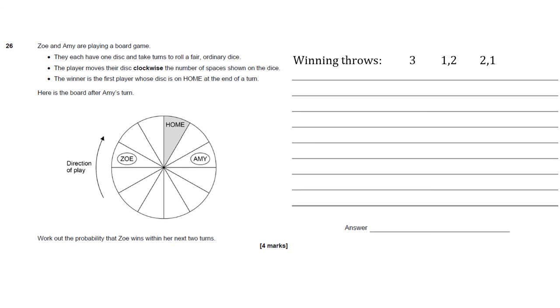No, the circle's got 12 parts to it, so in 2 turns the best she could do is get back to where she started. So the only winning things she can do in 2 turns are these 3 that we've listed. Let's work out the probabilities of these now.